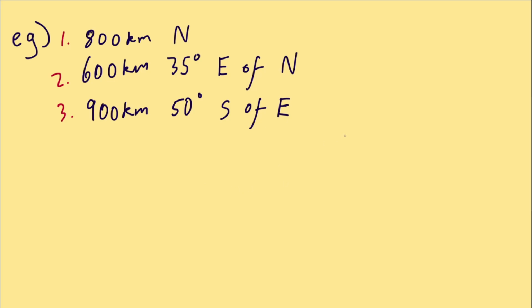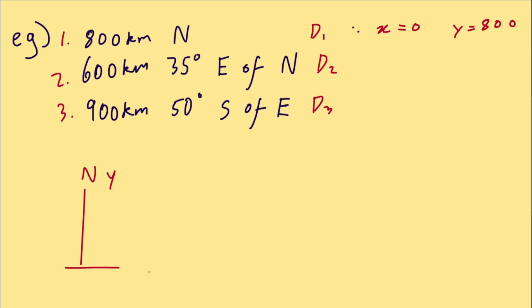So break down the vectors into components. Let's do that first. Now the first vector, we're going to call him D1 for displacement 1. This one we'll call D2 and this one will be D3. Now D1, the X component is 0 and the Y component is 800 because what we're going to use is just north going up as Y and X can be east and west. That's our frame of reference.